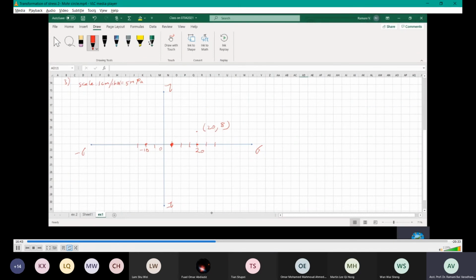How much is negative 8? Somewhere here. 5, 10. This is 5, this is 10. So somewhere here. Right? Now I repeat once again. We have marked the shear stresses along the xy coordinates, because x is your normal stress, y is your normal stress. When you make the pair of these two values and mark on the diagram here, you have two pairs.